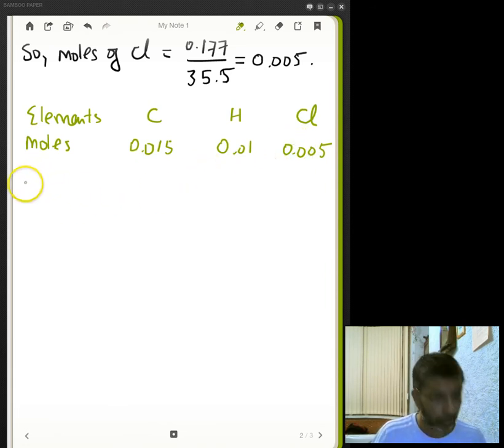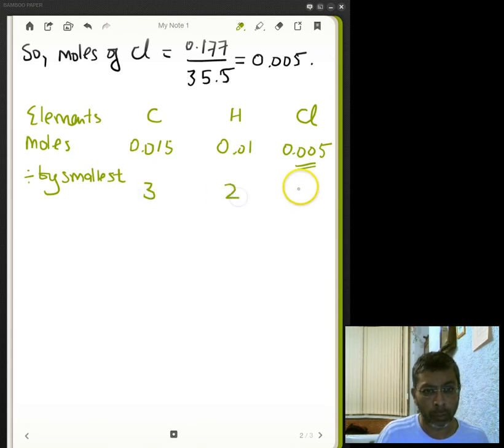The hard work has really been done by this stage. Okay, you divide by the smallest, which is that, and if you divide by the smallest you'll get 3, 2 and 1, and so the empirical formula is C3H2Cl.